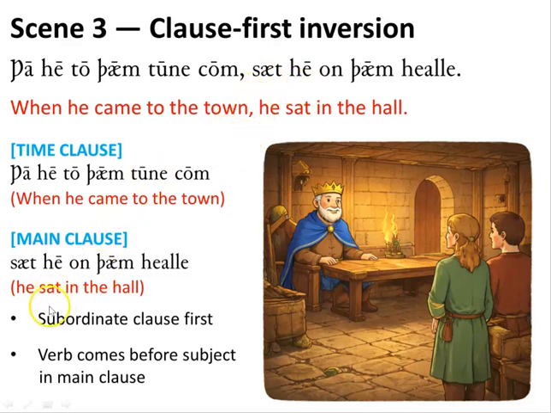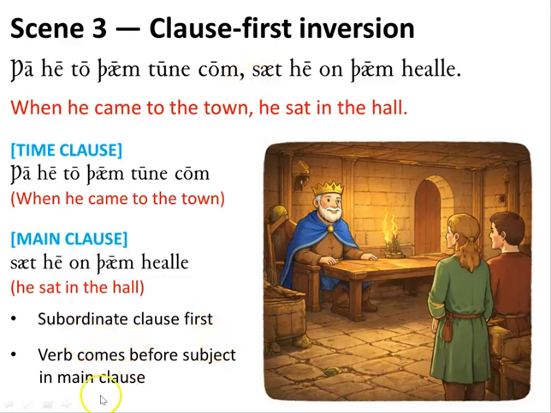So our main clause would be, he sat in the hall, which would be, he sat on tham hele. And then you'd have the subordinate clause, this one. But in this particular case, there's been an inversion of the subordinate clause to the front because you want to emphasize when he came to the town, right? And then you want to talk about how he sat in the hall. So when you do that inversion, you must take this verb sat and put it to the front, so that you get verb, comma, verb. I hope I make that clear.